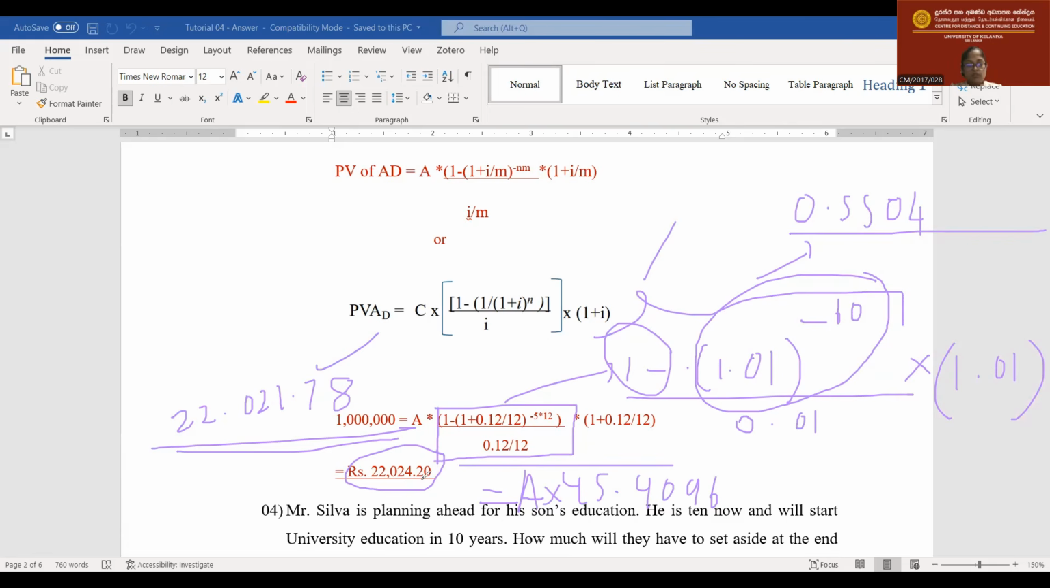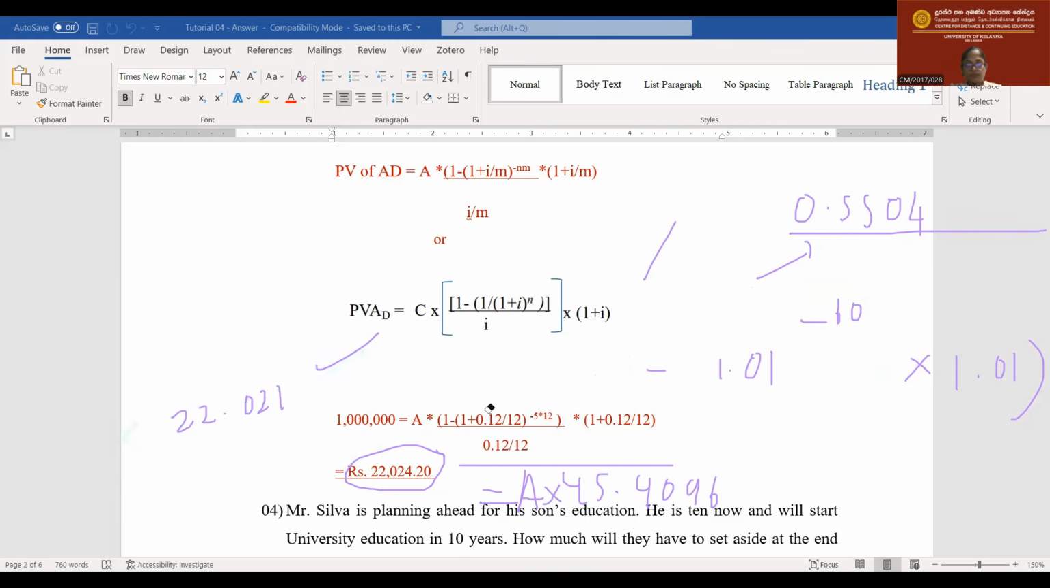Rounding up you can take. If you prefer 22,024.2, then that would also be fine. If you take 22,024.21, that's also fine. Points should be there, right?